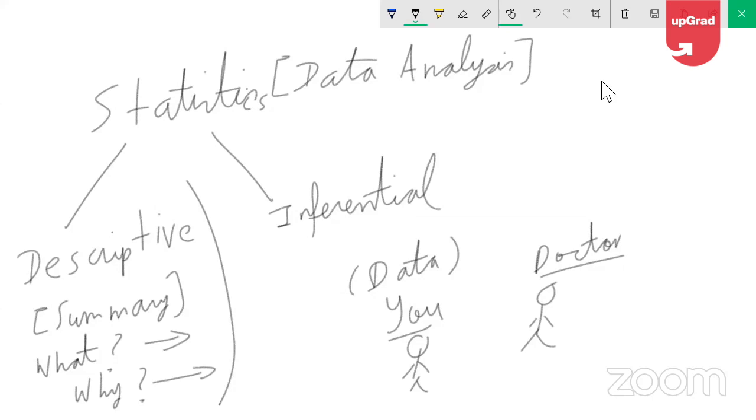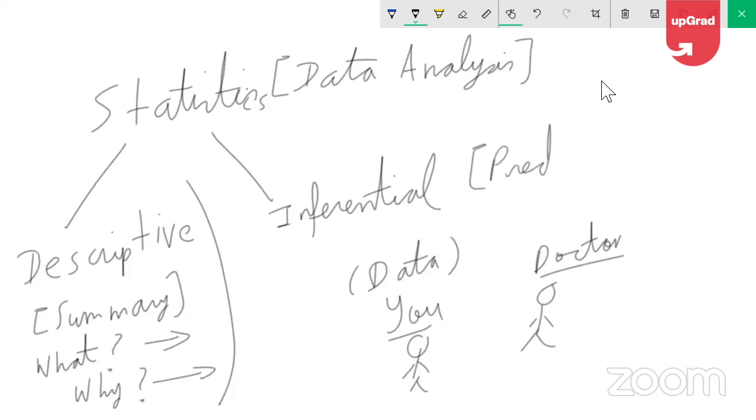Now comes the inferential part of it. Inferential is where you're asking more detailed questions. Now the doctor has looked at you, he has seen your symptoms, and he understands why those symptoms are coming. So maybe Shayan has fever. That is the inference he's making in his mind. And now he has to predict the kind of medication he will give me. So this is where the predictive part of analytics actually comes in.